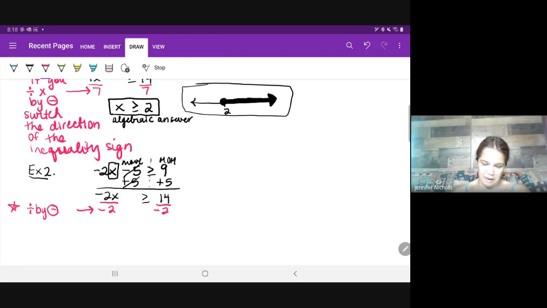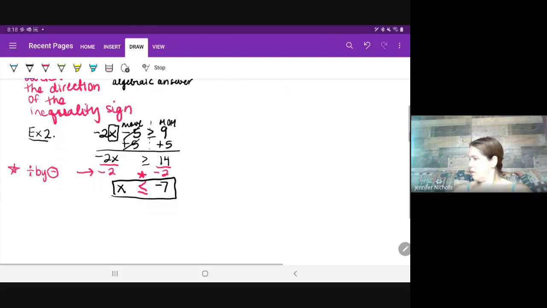Okay, so since you divided by the negative, you're going to switch the sign to the other direction and put a little star here too. And that'll remind you that's the only difference between equations and inequalities, multiplying or dividing. So that's x, switch the symbol, and then that's what, -7? So this is your algebraic answer.